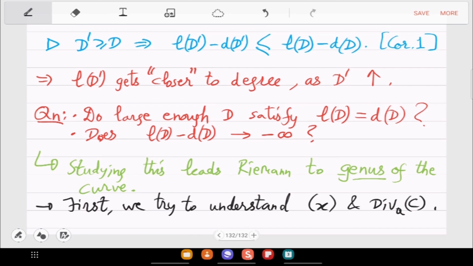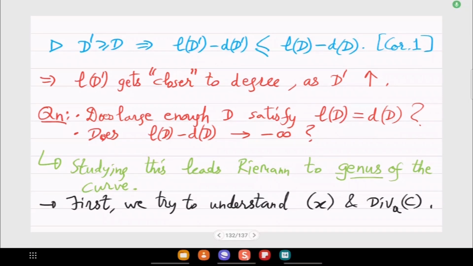Okay, so at this point, we have this small l of D, which is the dimension, and we have the degree of D, small d of big D, and we want to understand their difference. How far or close are they? That is the question that we'll focus on this whole week: this l(D) minus d(D), how much can it fluctuate? Can it become as small as possible? Can it become arbitrarily negative?